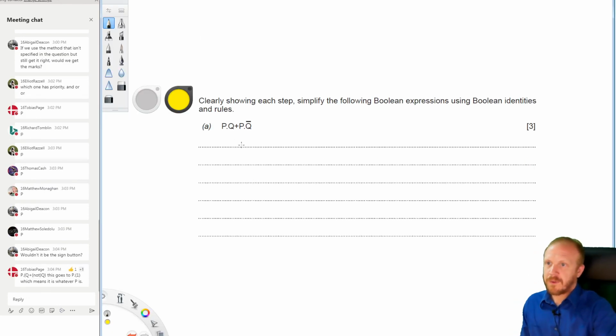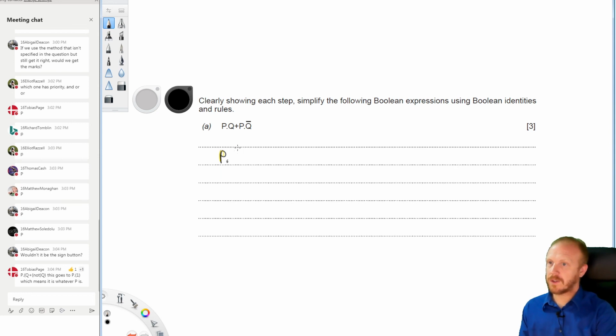For this one, the first thing we look at, obviously at this point we can't factorize or expand the brackets, but there's a p on this side and a p on this side, so we can take that out of the bracket. We can do that expanding in reverse.